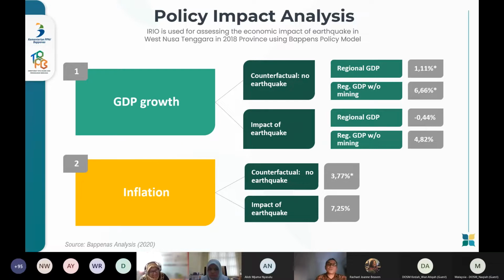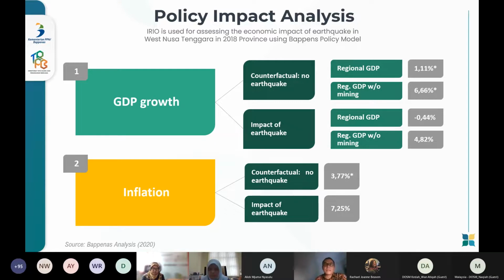So we also use the ERIO tables with the Bappenas policy model to assess the counterfactual of the earthquake impact in 2018 that occurred in West Nusa Tenggara, a neighboring island in the east of Bali.